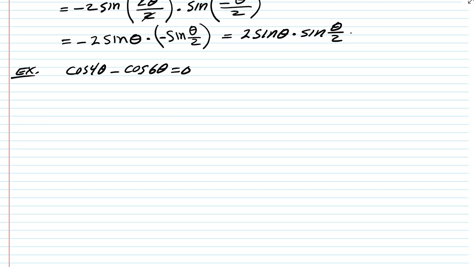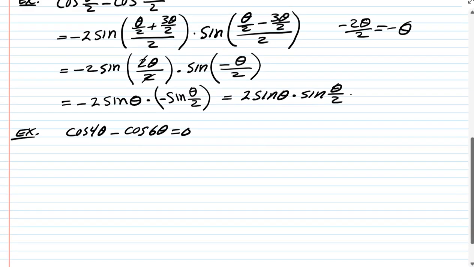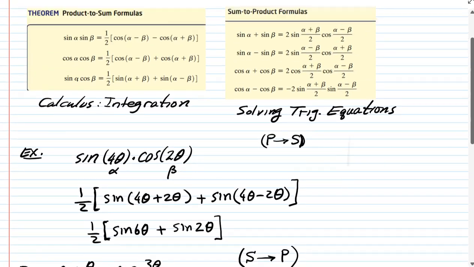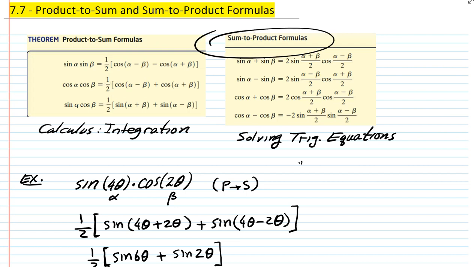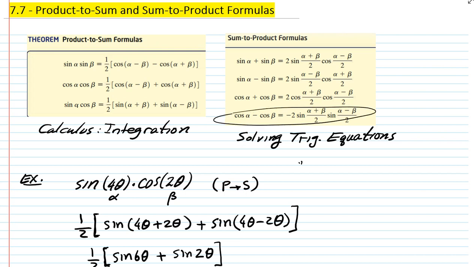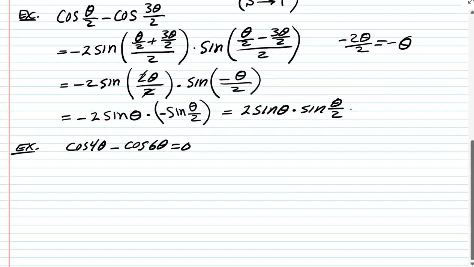Now, in order to solve equations, remember, we have to have the factored form, right? And that's why the sum to product comes in handy. That's what a sum to product is used for. I have cosine 4 theta minus cosine 6 theta. So that would be, again, the last formula that we just did, right?